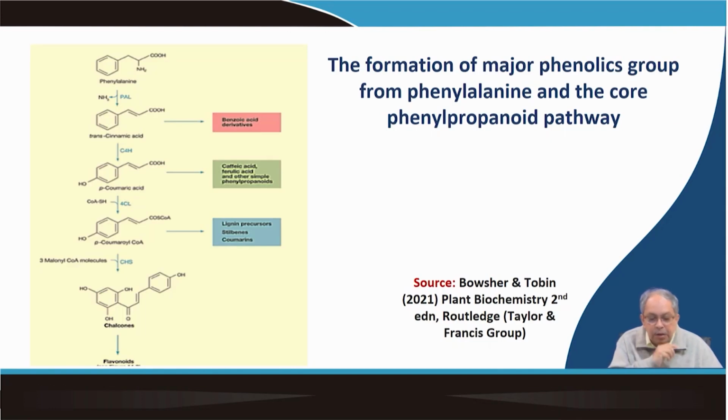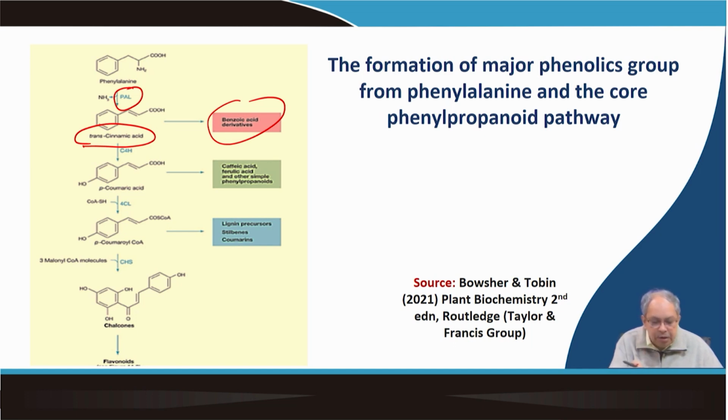So, let us now see the formation of major phenolic groups from phenylalanine and the core phenylpropanoid pathway. Phenylalanine is converted into trans-cinnamic acid by the action of the enzyme PAL. This is PAL, and that trans-cinnamic acid contributes directly towards formation of benzenoid compounds. That is why benzoic acid derivatives is written here. And trans-cinnamic acid, by the action of one hydroxylase, forms 4-hydroxycinnamic acid, which is also called paracumaric acid.